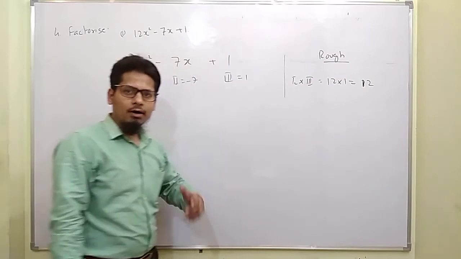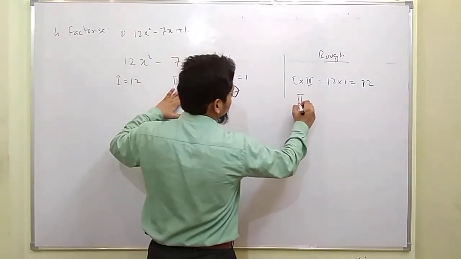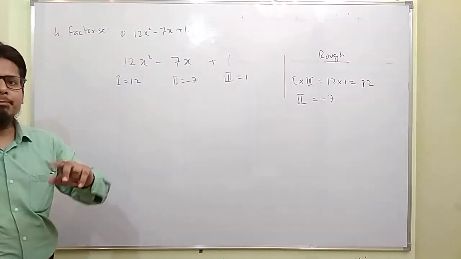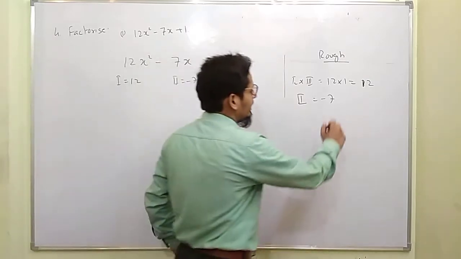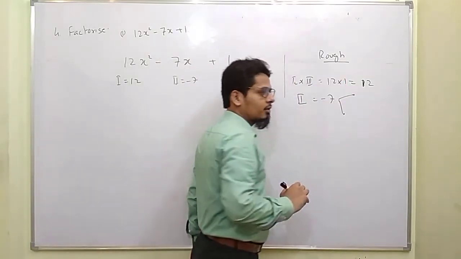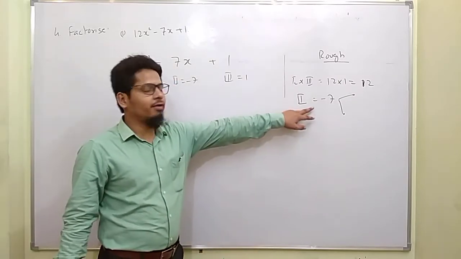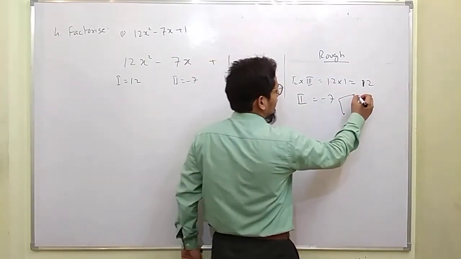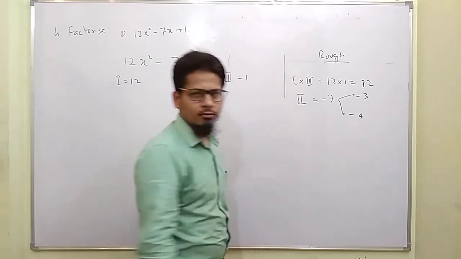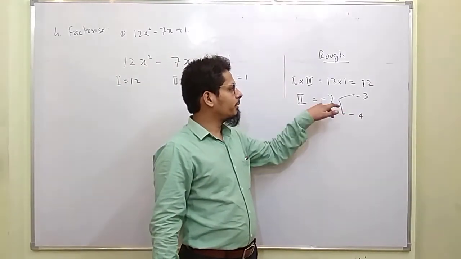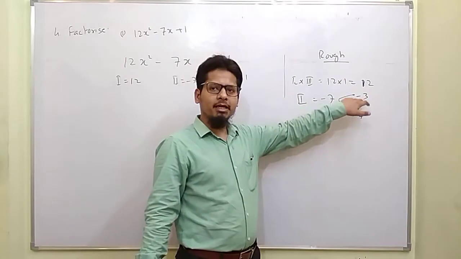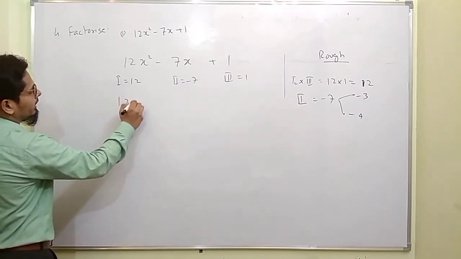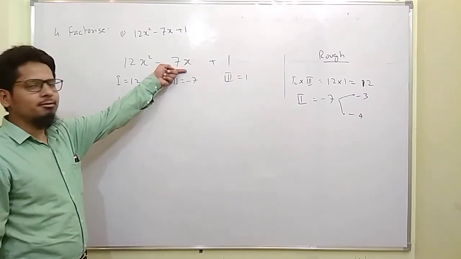After this, now look at the second term, 7. Now you break the minus 7 into two parts, in such a way that the sum is minus 7 and the product of both numbers is equal to 12. So I break it into minus 3 and minus 4, and you check it. Minus 3 plus minus 4 is minus 7. Minus 3 into minus 4 is 12. Minus into minus is plus. Clear?